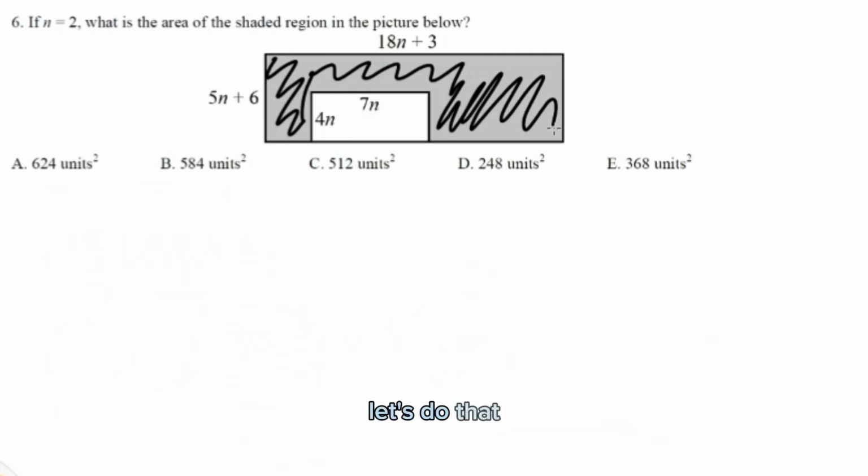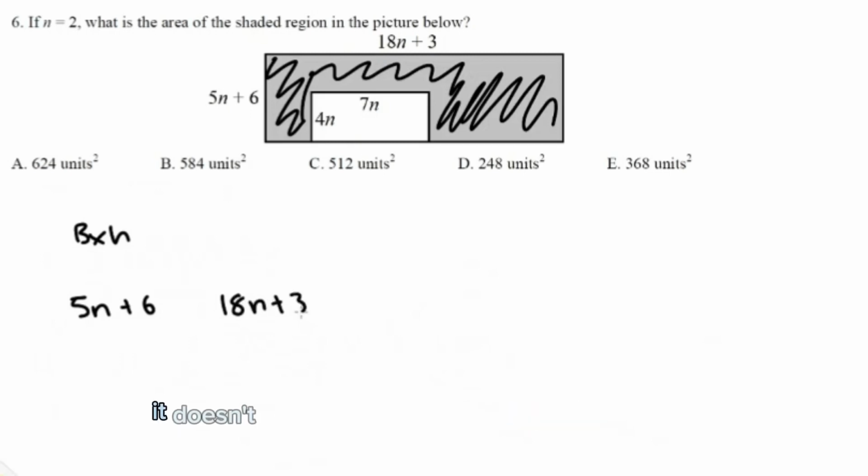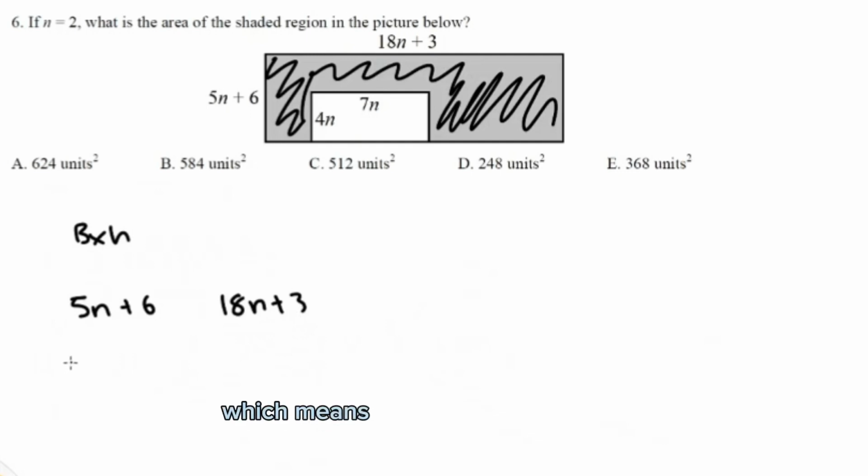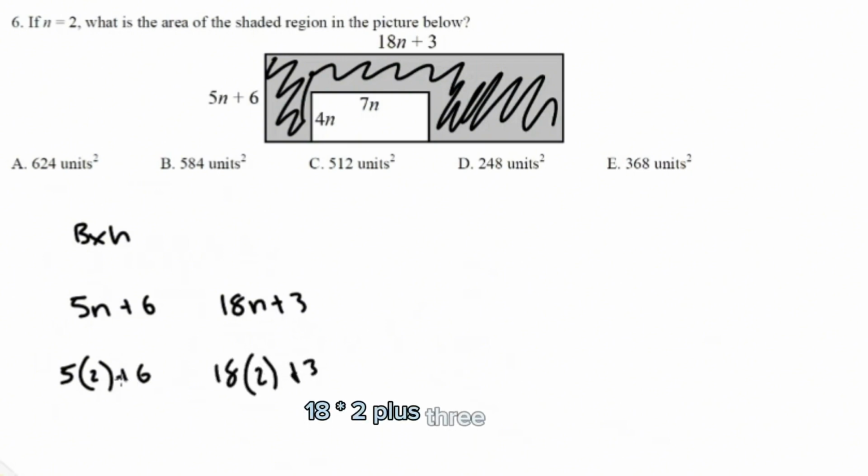Alright, let's do that. So we know n is 2. So to find area, it's just base times height. So for the big rectangle, our base is 5n plus 6, and our height is 18n plus 3. It doesn't really matter which one is base or height. Alright, so we know n is 2, which means that the base is 5 times 2 plus 6, and the height is 18 times 2 plus 3.